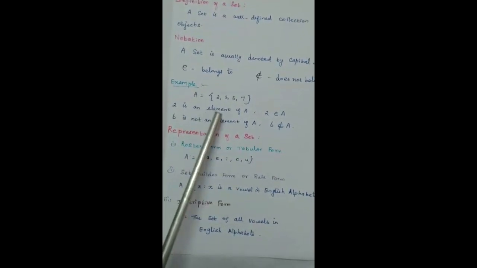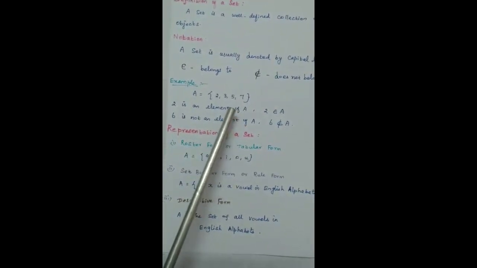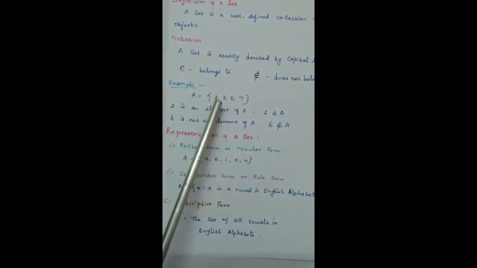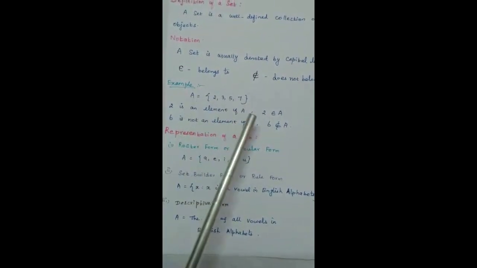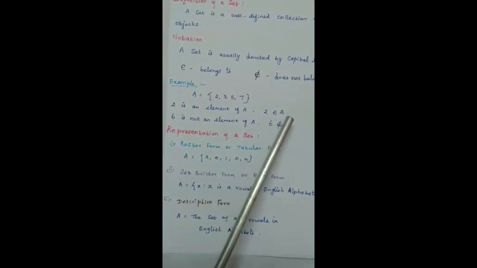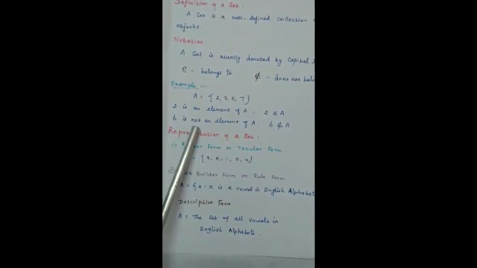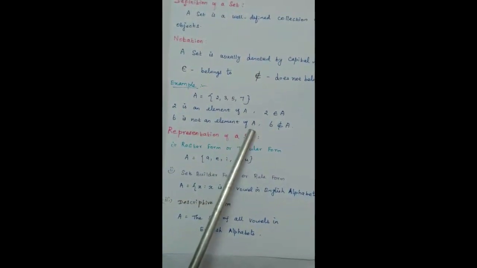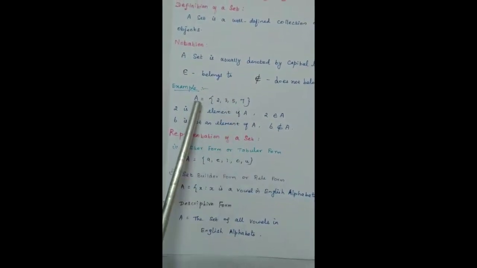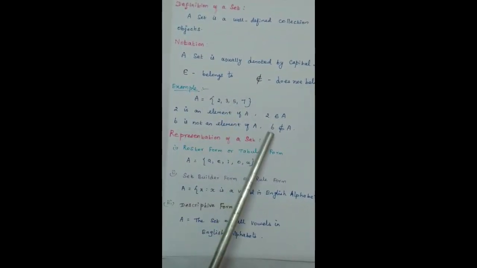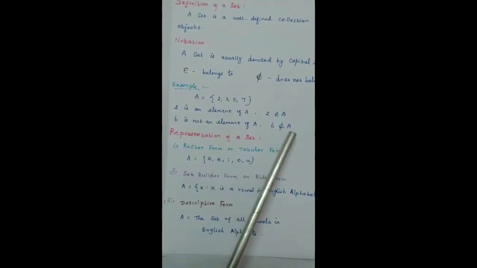2 is an element of A because 2 is present in the set A. Therefore, 2 belongs to the set A. 6 is not an element of A, not present in the set A. Therefore, 6 does not belong to set A.